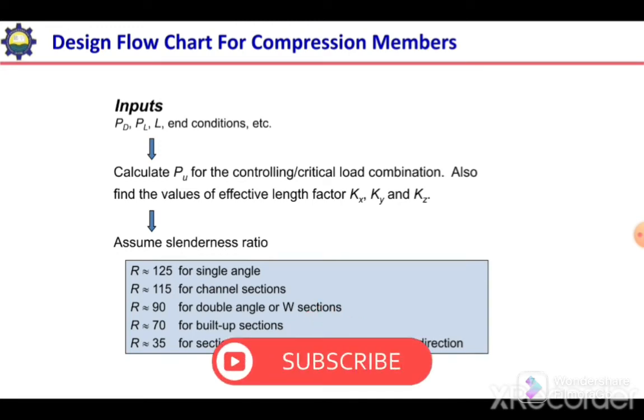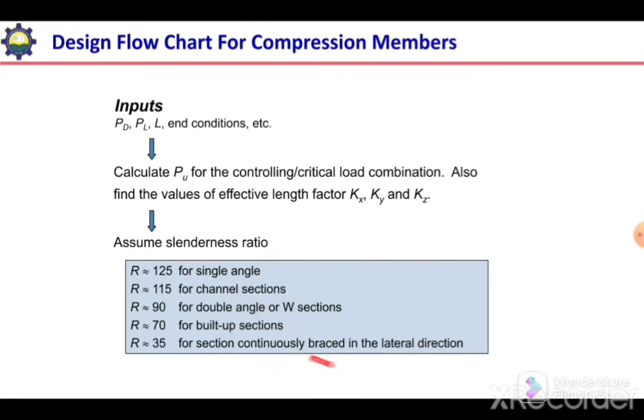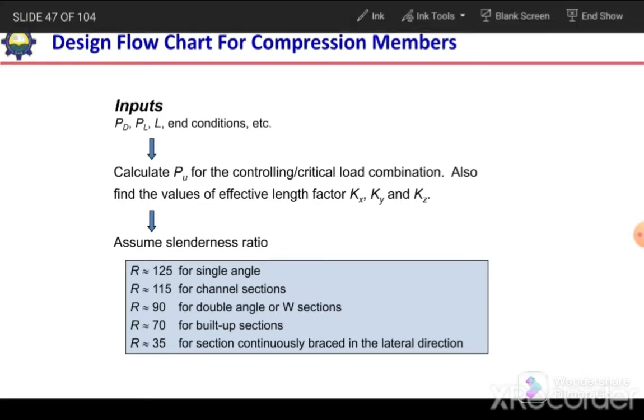Mohammed Tahir. In this video, we are going to discuss the flow chart for design of compression members. So first of all, the input data. In case of a compression member, we need the input data like dead load, live load, and end conditions. Then calculate Pu by using the critical load combination.